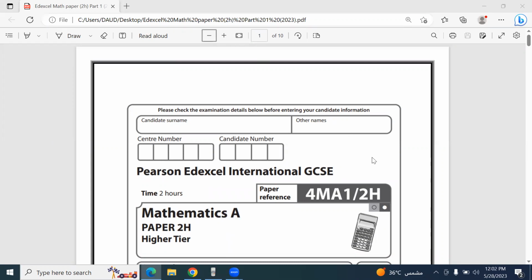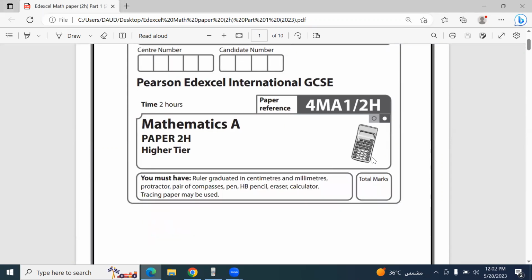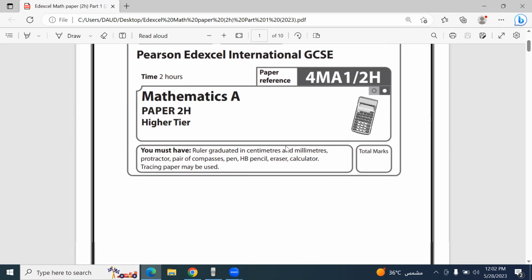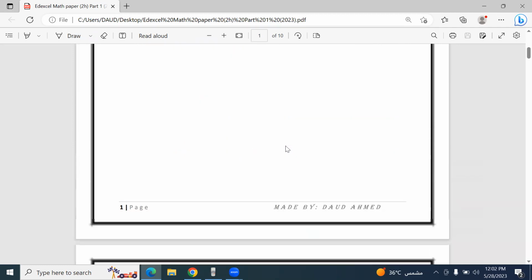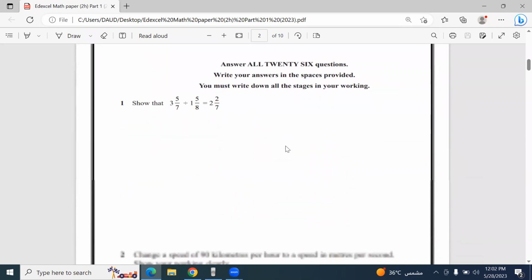So here we have 2H at Excel International GCSE, and this is January 2023. Question number 1 is, show that 3 5/7 divide 1 5/8 equal to 2/7. So we will solve this one.